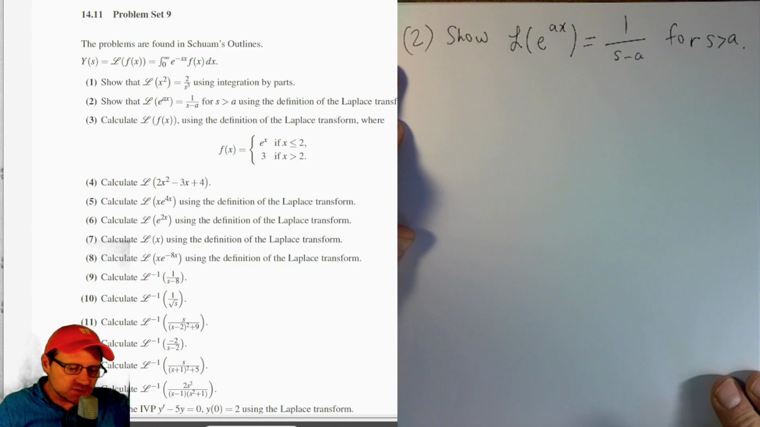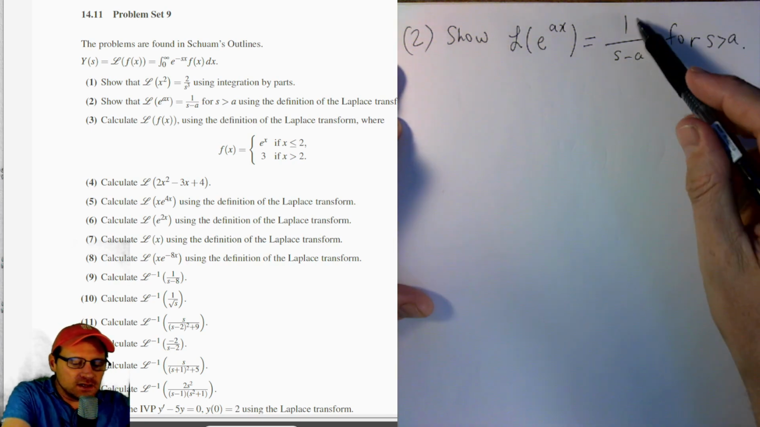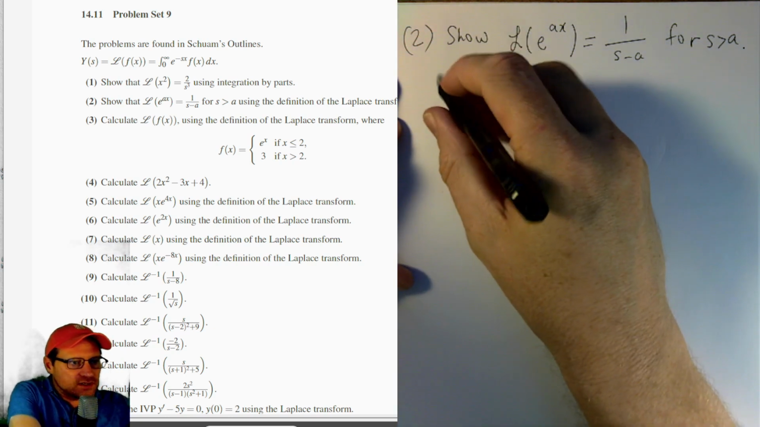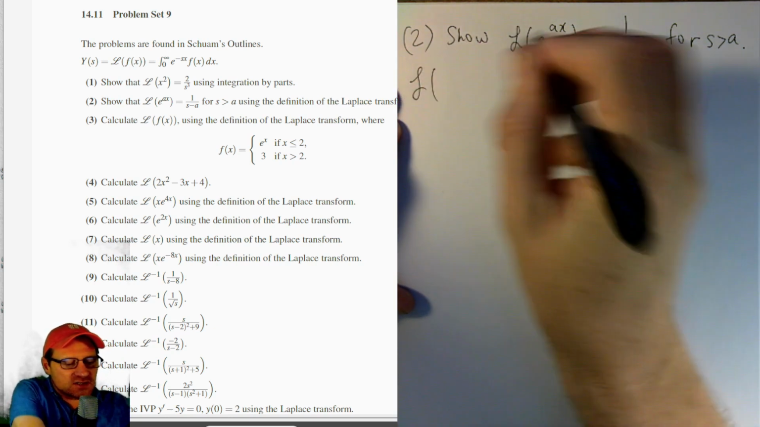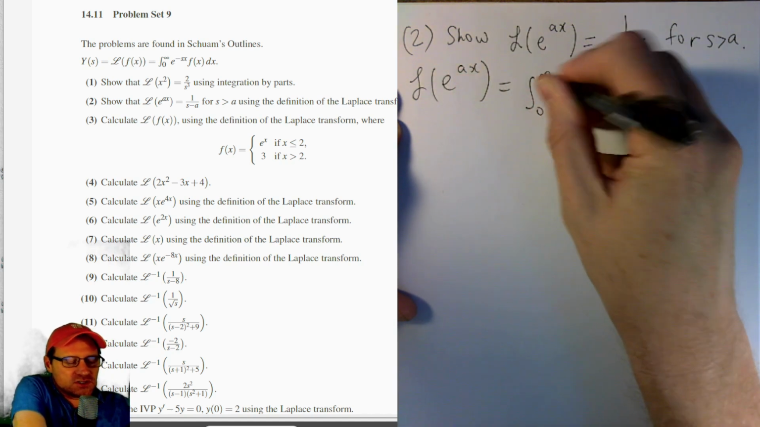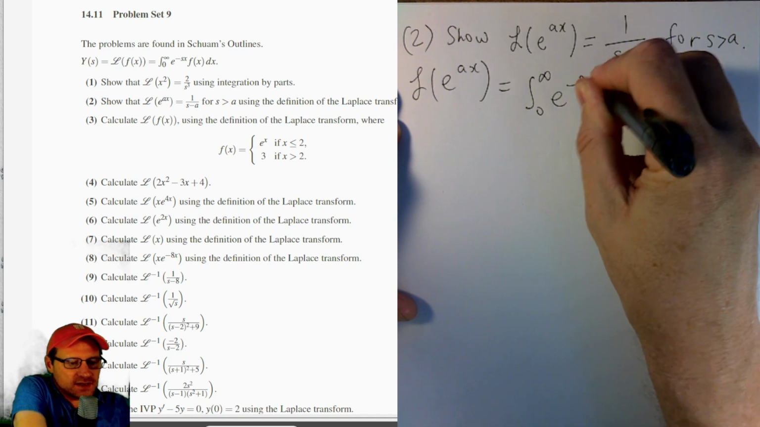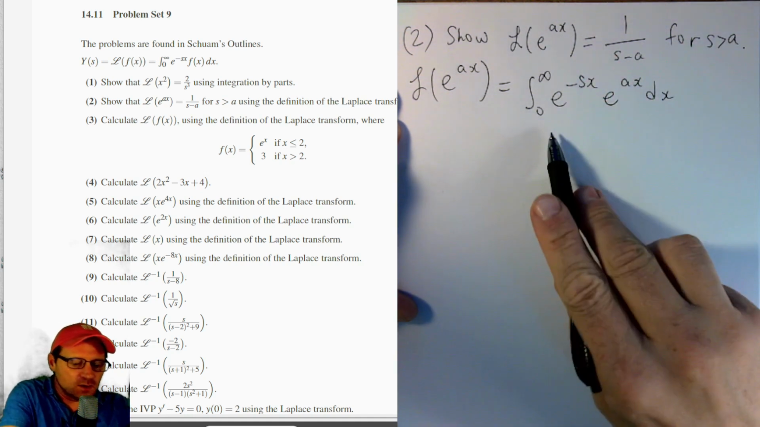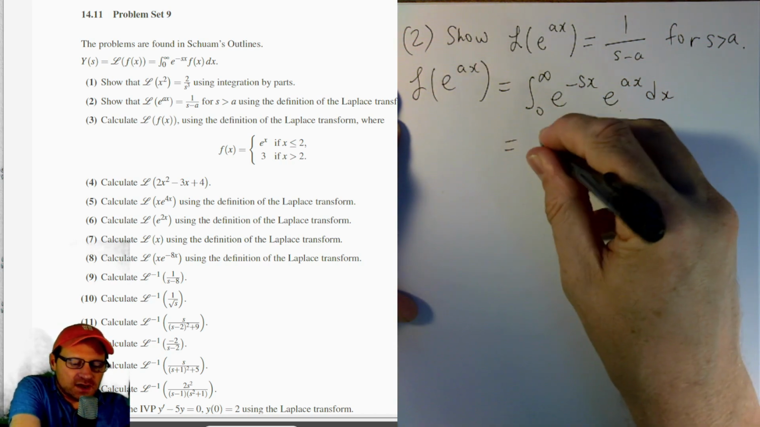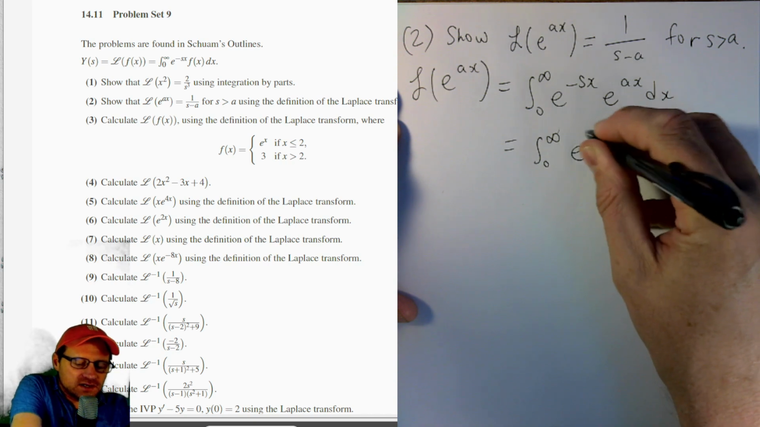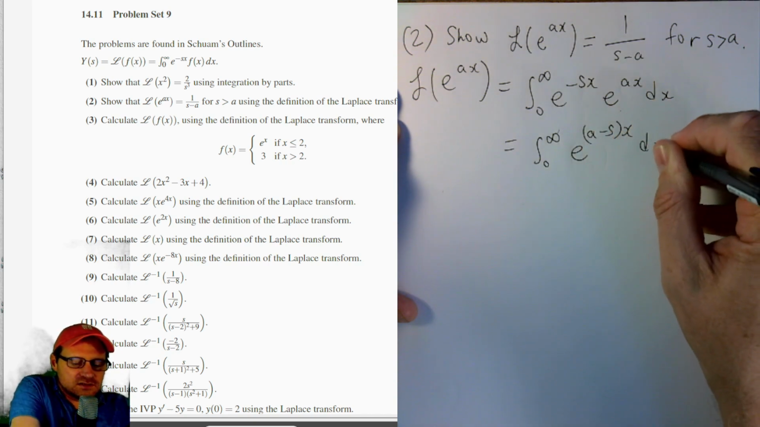Yeah, it's that simple. Question 2, show that the Laplace transform of e to the ax is 1 over s minus a for s greater than a. So we need to use our definition. Laplace transform of e to the ax is the integral from 0 to infinity of e to the minus sx e to the ax dx. Okay, we have the same base e there. We can add our exponents. So e to the a minus s in brackets x dx.